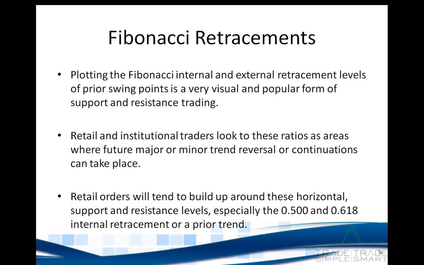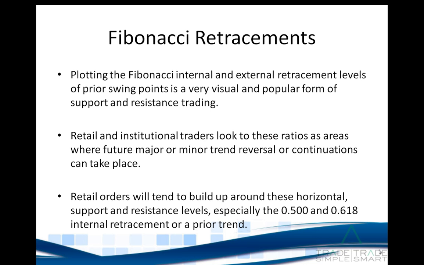Okay, so Fibonacci retracements are used by both institutional and retail traders, and they are used as horizontal levels of support or resistance, which are joined from one swing high to one swing low, or from a swing low to a swing high, depending on the market. Now, retail orders will tend to build up around these horizontal support and resistance levels, especially the 50% and the 0.618 internal retracement of a prior trend.